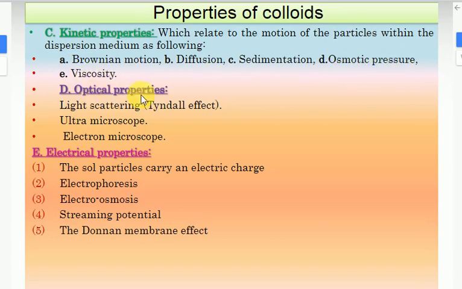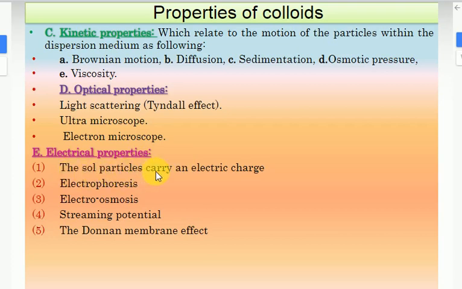Next one is optical properties only. In this optical property we are going to discuss the light scattering effect, the Tyndall effect. Next, ultramicroscope observation, how the Tyndall effect happens. Next, electron microscope only. Next one is electrical properties, very very important. When you discuss the double layer, zeta potential, electrophoresis, everything, electroosmosis also we'll discuss here.